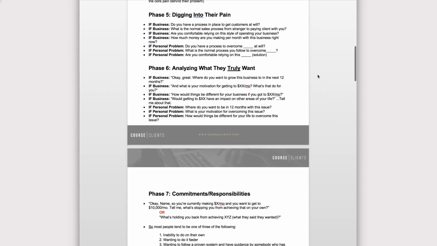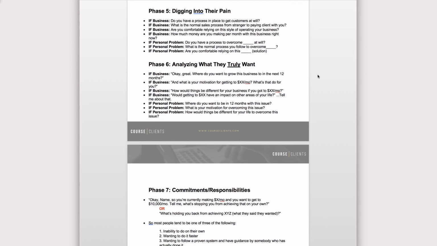Phase 5, digging into their pain. So if it's a business, do you have a process in place to get customers at will? You know, or are you comfortable relying on this style of operating your business? So let's say it's a personal problem. Well, do you have a process?